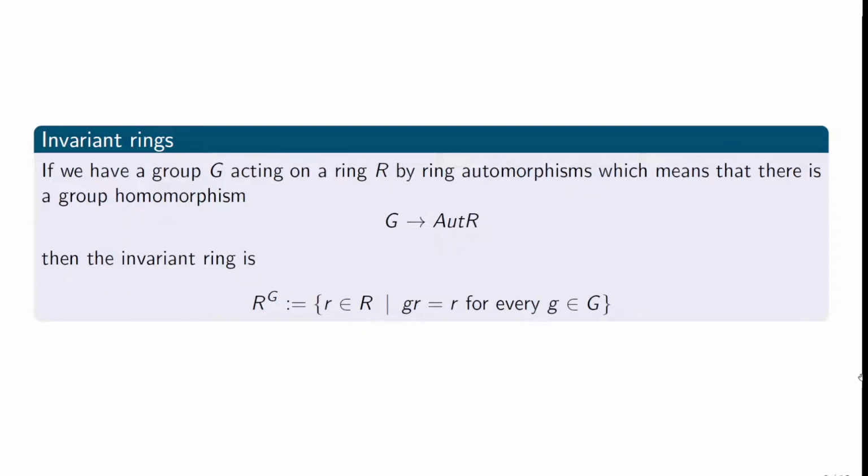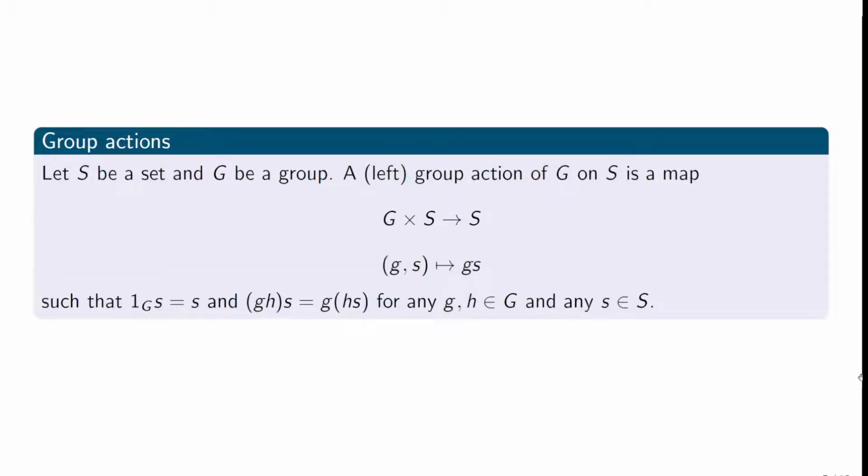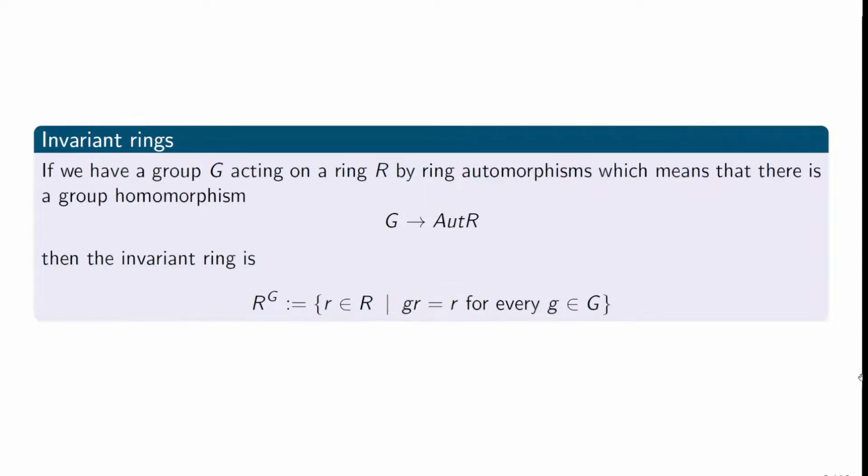If we have a group G acting on a ring R by ring automorphisms, which means that there is a group homomorphism going from G to the automorphisms of R, where automorphisms of R are essentially isomorphisms from R to R. Then the invariant ring is defined to be the set of all of the elements of R such that they are fixed under every element of G. And actually, this happens to be a subring of R, and this can be checked as well. That's a really nice property.